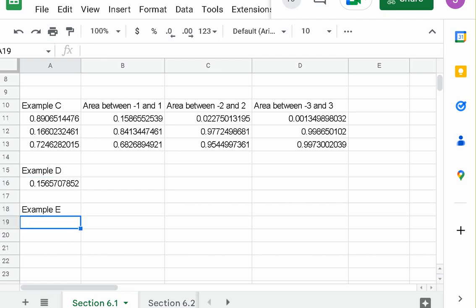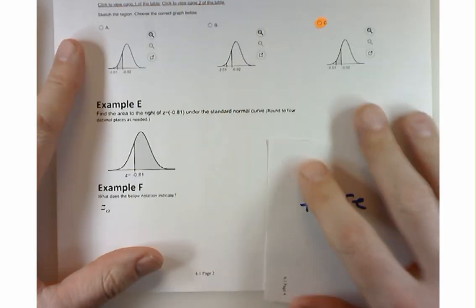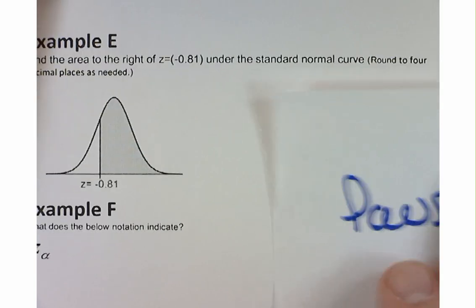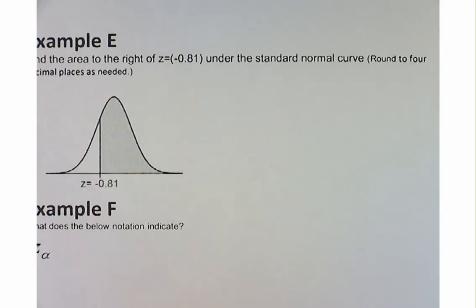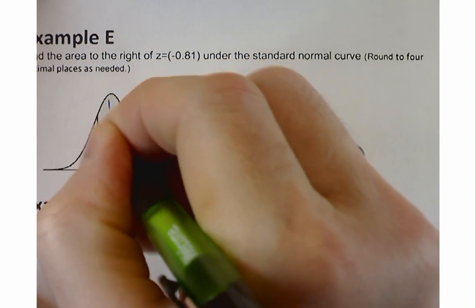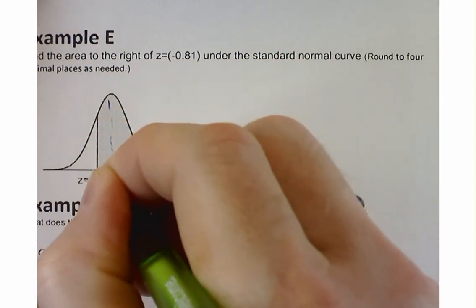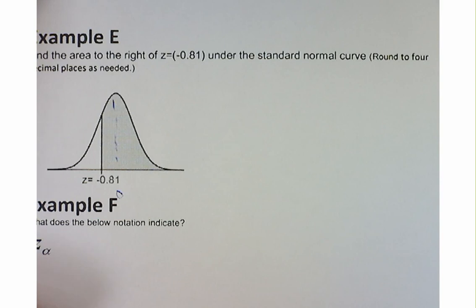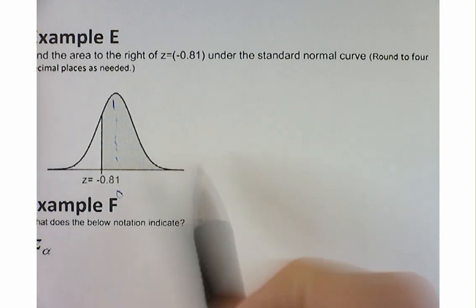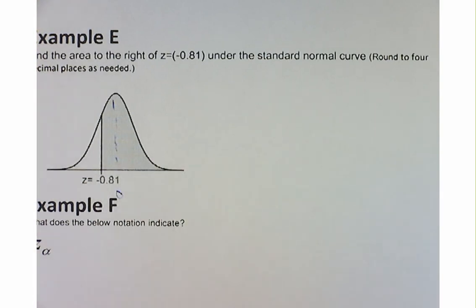All right, so another one. This one I want you to do. So this time we want to try and find the area to the right of negative 0.81. Do you expect this area to be less than 1/2 or more than 1/2? More than 1/2. Good. Remember our line down the center here? That's 0. So to the right of 0, that's 1/2. Our area has to be more than that.